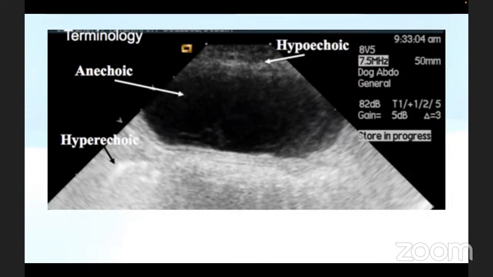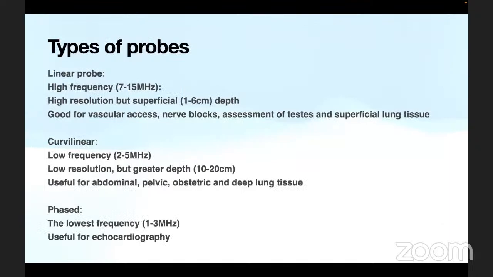So these are the three types of echogenicities which we usually see in our day-to-day ultrasonographies. Coming to the type of probes, what type of probe we should use where?